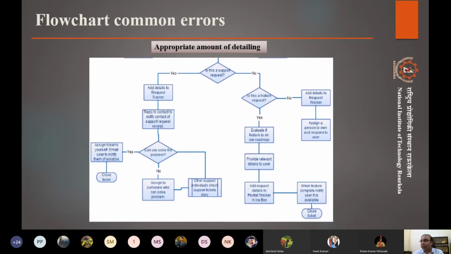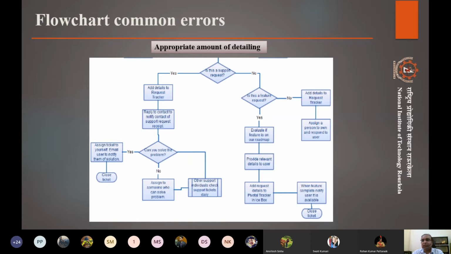And the amount of detailing that is required: we can write big statements inside the flowchart, or small statements as per our requirement. However, it is always preferred to be concise. It is always preferred to be on point about what we want to say.